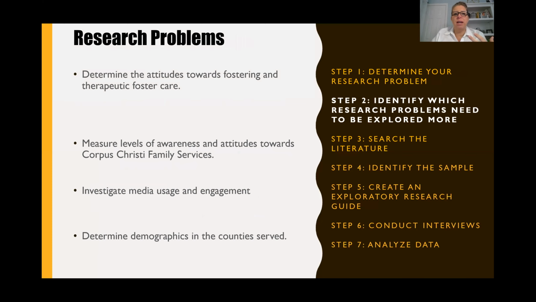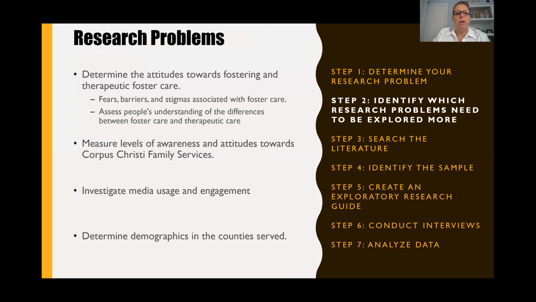Now, the second step is identifying which research problems need to be explored more. So maybe if we're determining the attitudes towards fostering and therapeutic foster care, we've identified fears, barriers, and stigmas associated with foster care. We think that's how we're going to determine the attitudes, is through understanding these fears and barriers and stigmas. We also want to assess people's understanding of the differences between foster care and therapeutic care.